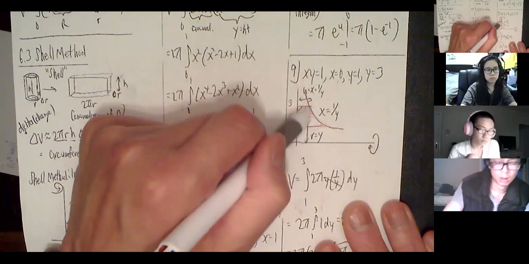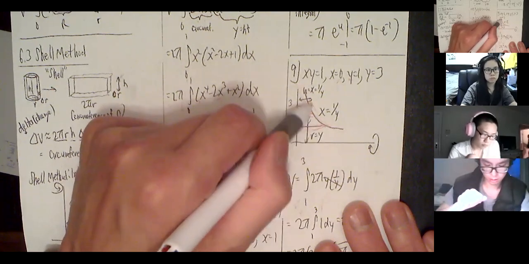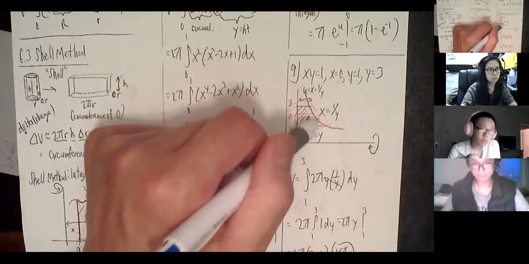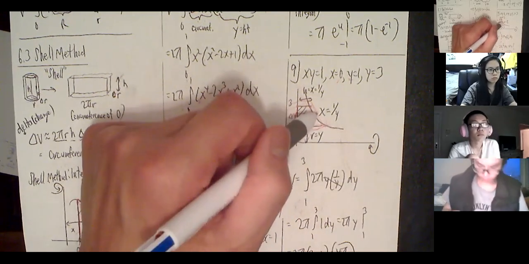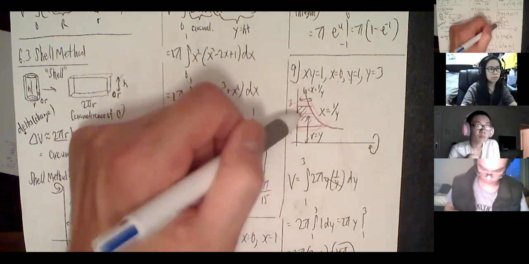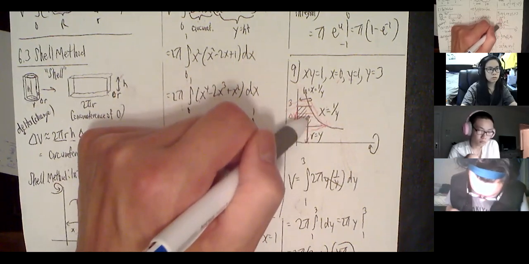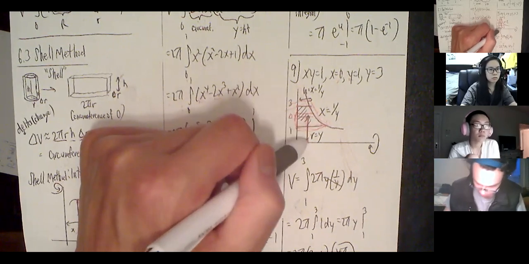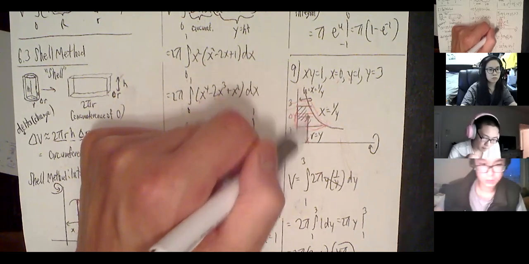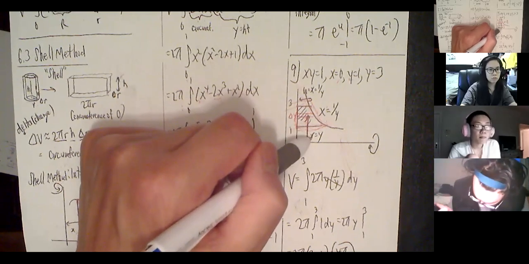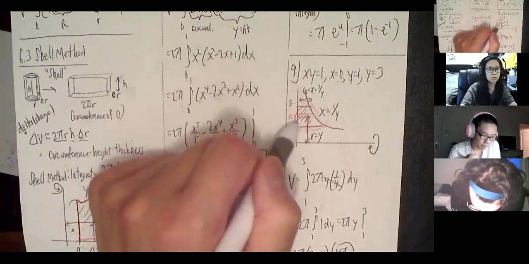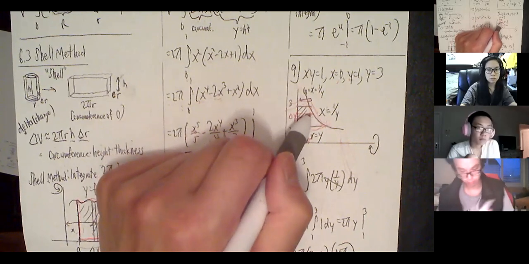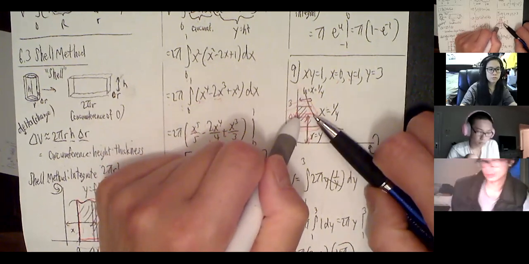Okay, so here's what I'm taking. This thing right here, and I'm spinning it about the x-axis in order to do the shell method. So x equals 1 over y. Here's my radius. Distance from here to here is my radius. That's y. That's just y. And then the distance from here to here, that's what you normally call x.